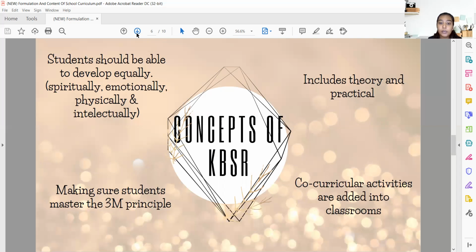Next, the KBSR includes theory and practical. By theory and practical here, they mean they learn something from the textbook and then they bring it out to life. So let's say they read something, they learn a science project from the textbook and they carry out the experiment. So that is what it means by includes theory and practical.